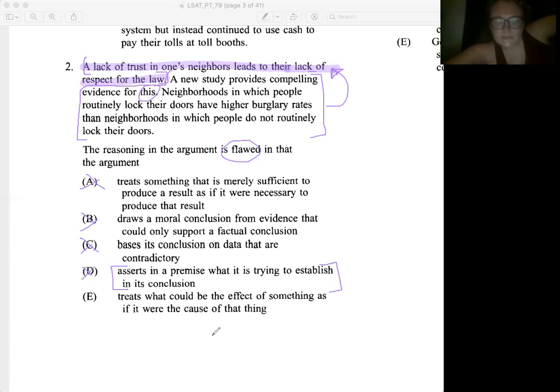E, treats what could be the effect of something as if it were the cause of that thing. Yes, because what does it treat as something that could be the effect? This is the locking of the doors, but they treat locking the doors as if it is causing the high burglary rates. So E is going to be our answer.